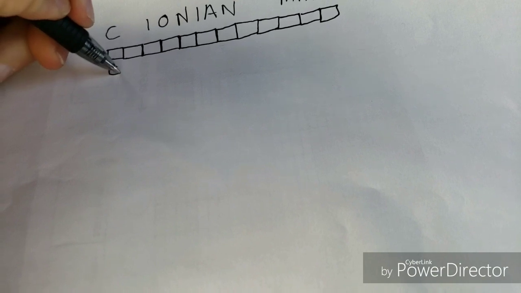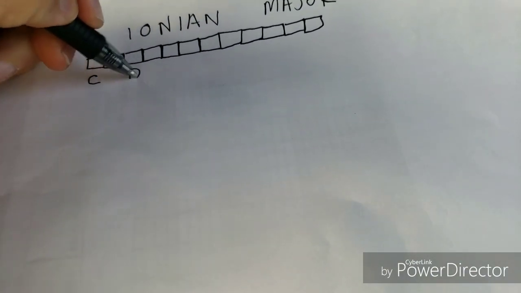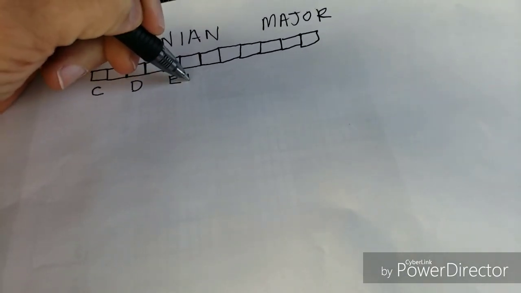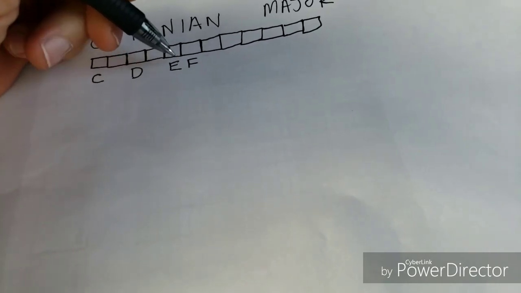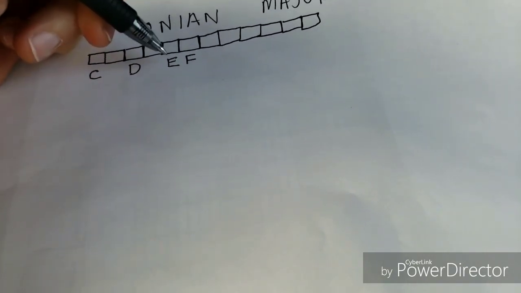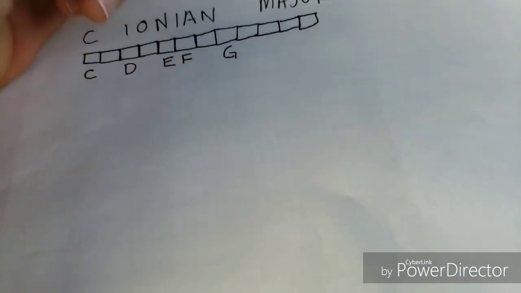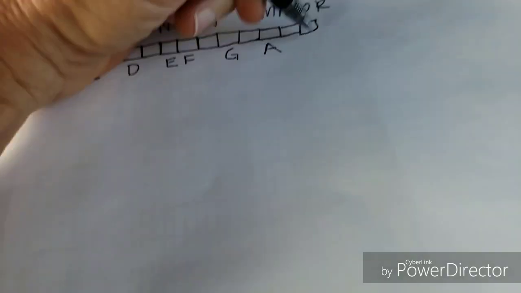Okay, so let's say that this is C. You skip a whole tone to get to D. You skip another whole tone to get to E. But remember, E and F are only a semitone away. There's no real E sharp. E turns directly into F, and F goes right back to E. So it's E, F. Okay, then G would be here. Then A would be here. And B would be here. That is the Ionian mode.